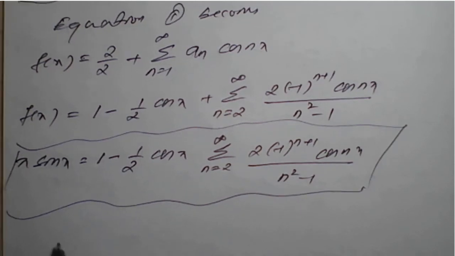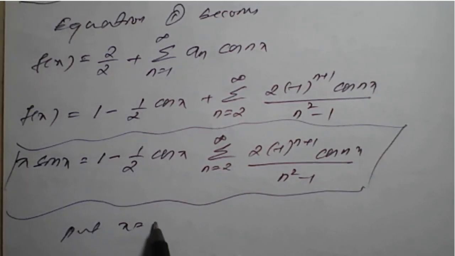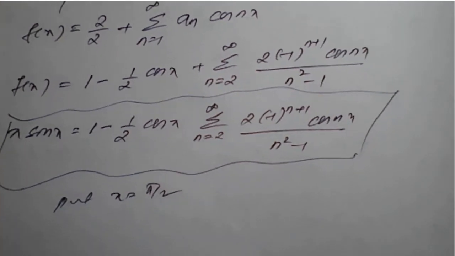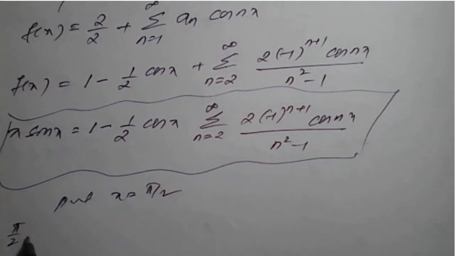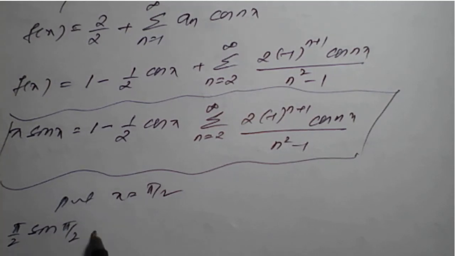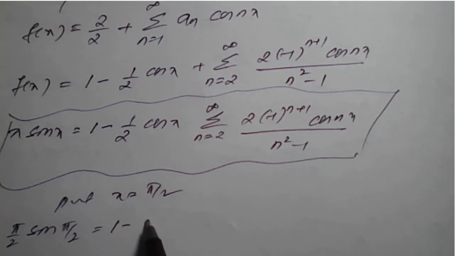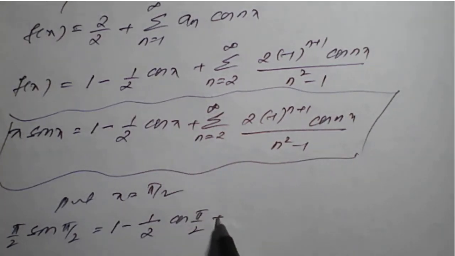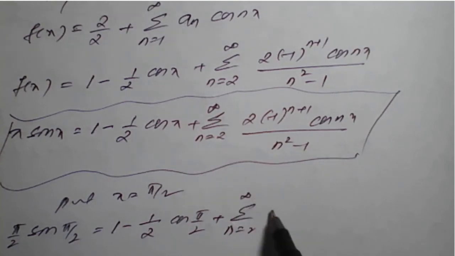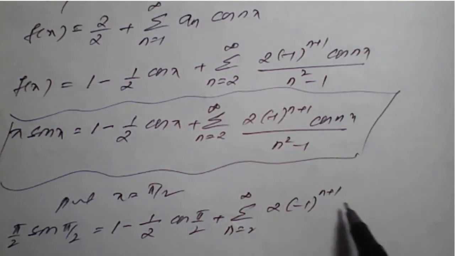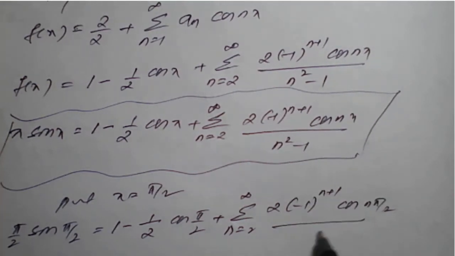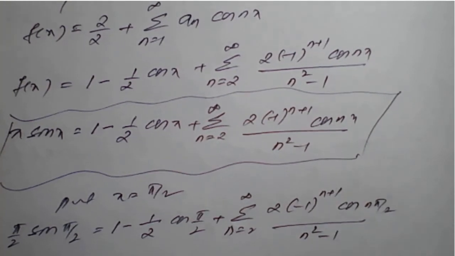So in this expression we'll put x is equal to pi by 2 here. So we get the result as pi by 2 into sine of pi by 2 is equal to 1 minus 1 by 2 into cos of pi by 2 plus summation n from 2 to infinity 2 into minus 1 raised to n plus 1 cos of n pi by 2 divided by n square minus 1.